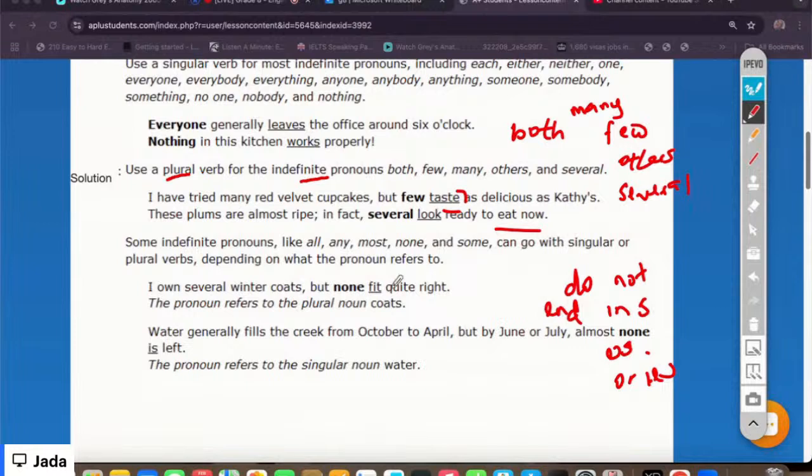Alright, so we have some indefinite pronouns like all, any, most, none, and some that can go with a singular or plural verb depending on what the pronoun refers to. So any of these could also go with singular or plural, it just depends on what the pronoun refers to. I own several winter coats, but none fits quite right. So the pronoun refers to the plural noun coats. Water generally fills the creek from October to April, but by June or July, almost none is left. So the pronoun refers to the singular noun water.